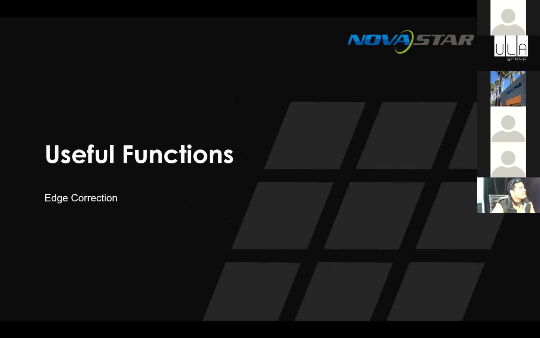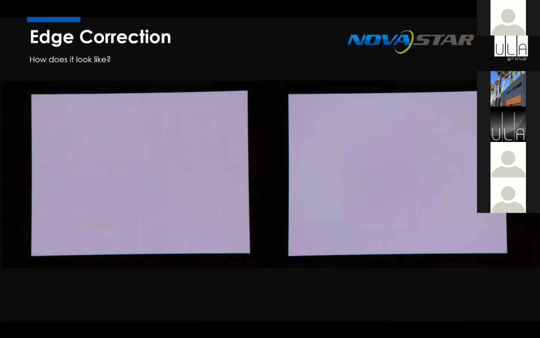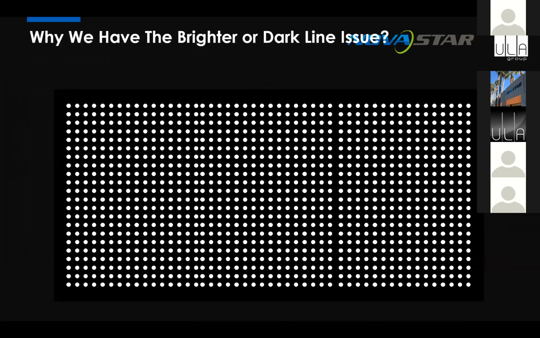First thing I'll cover is edge correction. So basically what happens here is, a lot of the rental guys, or realistically any LED screens that you put up, sometimes a millimeter in the alignment or adjustment of the screen can cause some issues with bright or dark lines. As you can see in the picture on the left, you can faintly see the line versus the one on the right. And if you zoom in a bit closer, this is what's causing it. It's basically the LEDs are getting closer together.